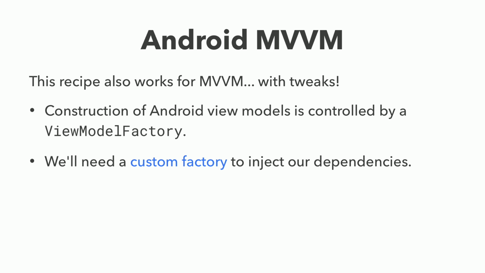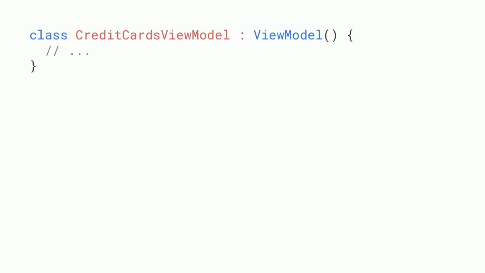Construction of Android view models is actually handled by a ViewModel factory. By default, there's a default factory that makes them for us. But what we're going to need to do to inject our dependencies is make our own custom factory. So imagine we have a credit cards view model, and it has all of the same logic implemented in similar ways to what we had in the presenter. There's going to be a way to fetch cards, and there's going to be a way to indicate that a card was selected by the user.